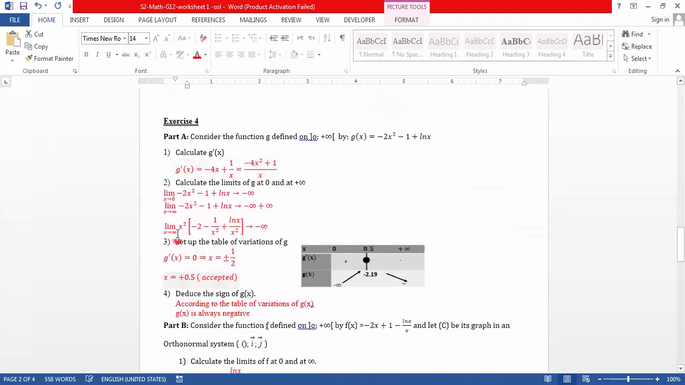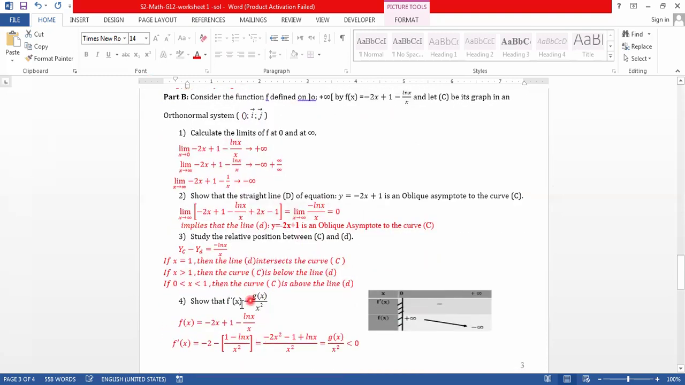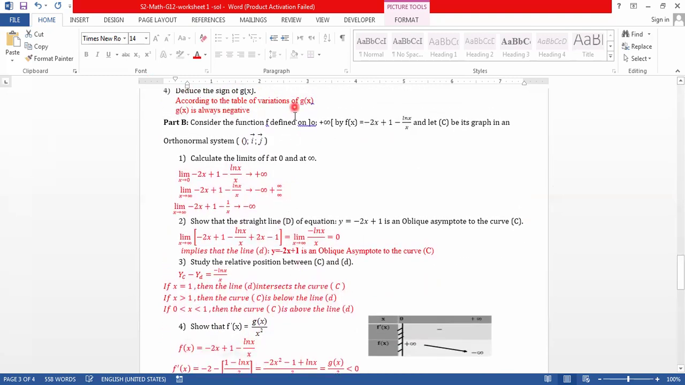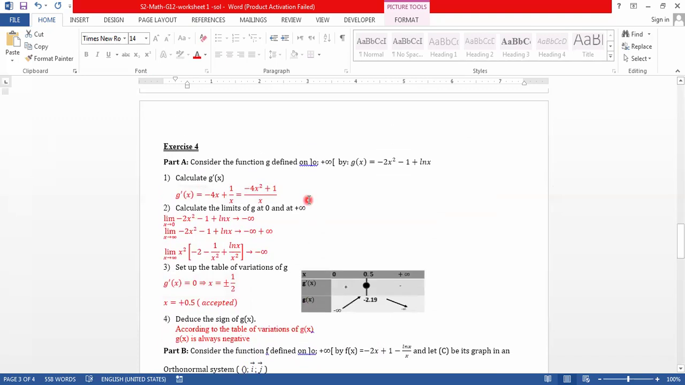Part A, where we are going to set up the table of variation of a certain function. And here we have part B, which is related to part A, because at some point the derivative will be joining those two functions. Let us start. So we have the function g of x, which is minus 2x squared minus 1 plus ln x, and we need to calculate the derivative.